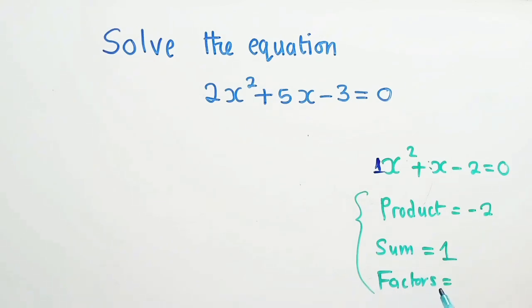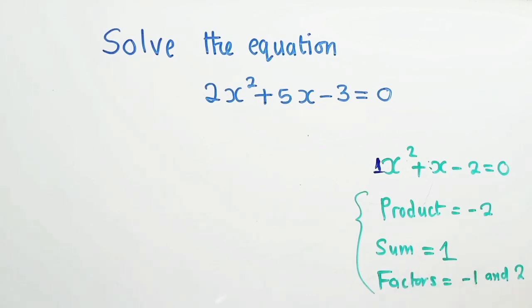Now, what about the factors? When we talk about factors, we are simply talking about two numbers such that when you multiply them, they give you -2, and when you add them, they give you 1. So, what are those numbers? It's actually -1 and 2. When we say -1 times 2, it's giving us -2. -1 plus 2, it's giving us 1.